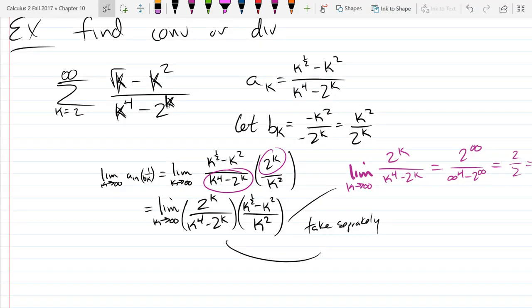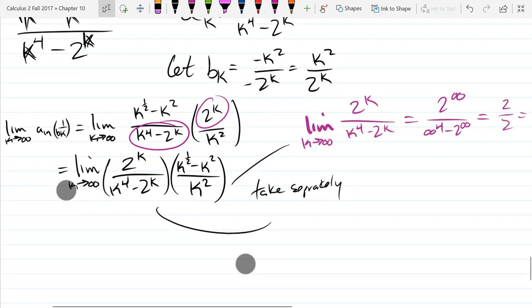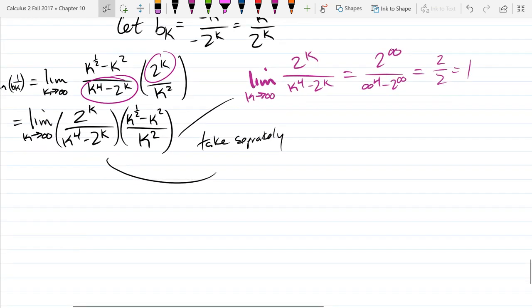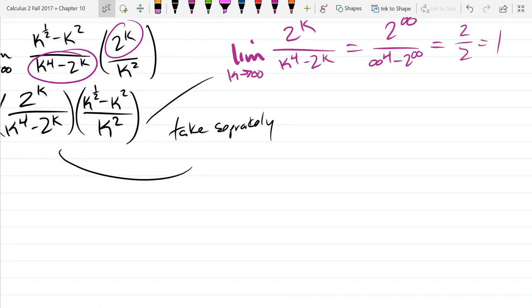In order to apply that limit comparison, we have to actually show this limit's a number. So I'm not going to go through all the details of why this equals 1, but that one will equal 1. Let's look at the other one. The other one's probably a little easier to see. It's just some polynomials.